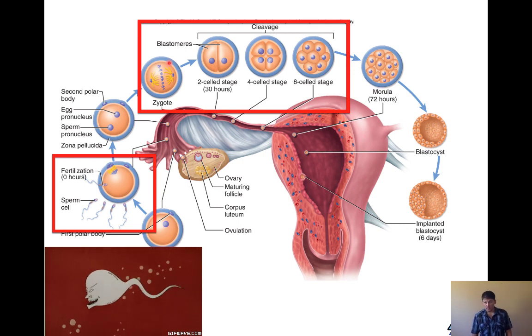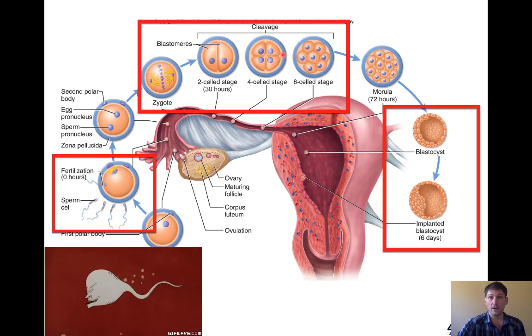And what happens is now we kick in cellular division, right, through mitotic division. So that zygote is one cell, it splits into two cells. Those two cells each split into new cells, so now we have four cells. And each of those four cells split into new cells, and now we have eight cells, and then 16, and 32. And this rapid cellular division happens over and over again. And at 72 hours, eventually we have what's called a morula.